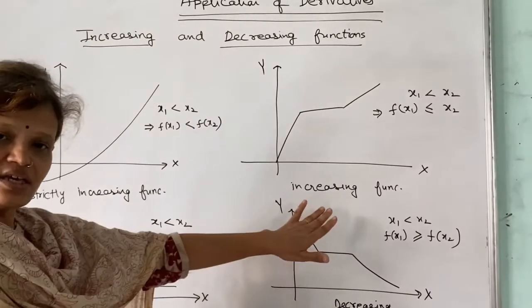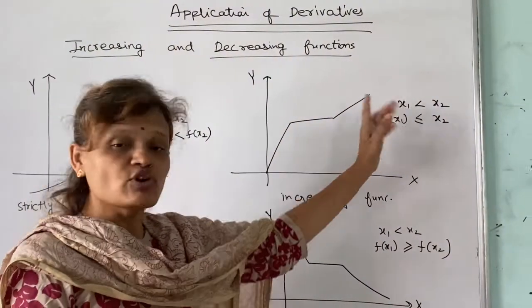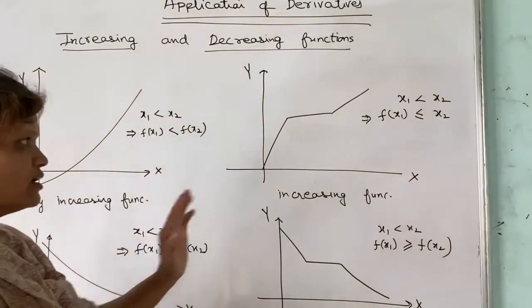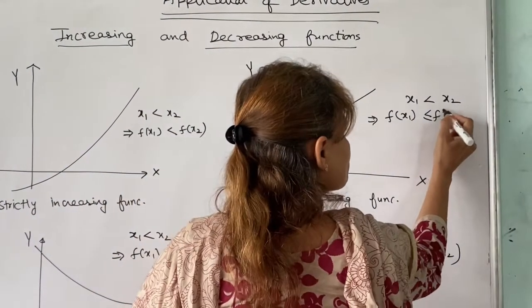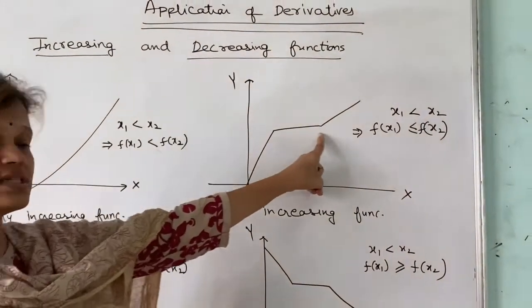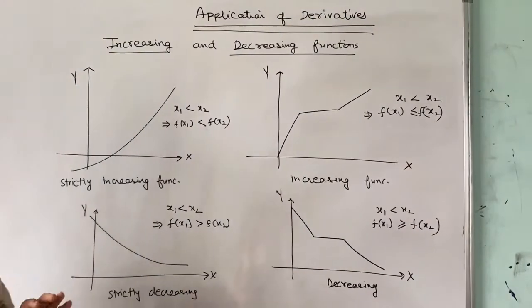Now increasing function, you can see the difference here. As we go from left to right, that is x1 is less than x2, then f of x1 is less than or equal to f of x2, you can see this in the graph. So that is just increasing function.